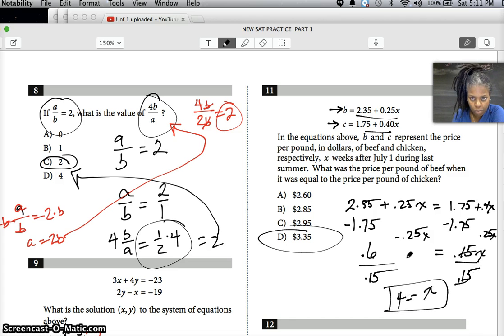At this point, I'm going to divide both sides by 1.5, and x is equal to 4, which is not the answer, right? But it tells me how many weeks after July 1st it took for the prices to be the same. So I'm going to plug it in.